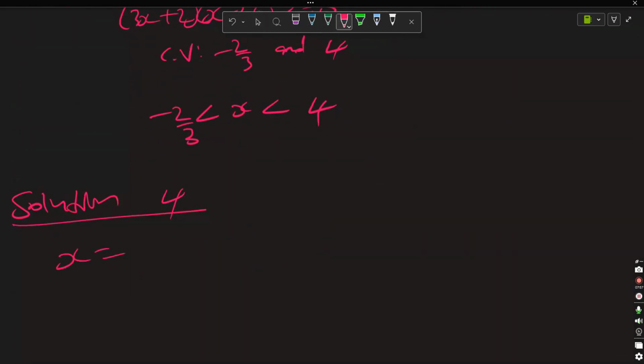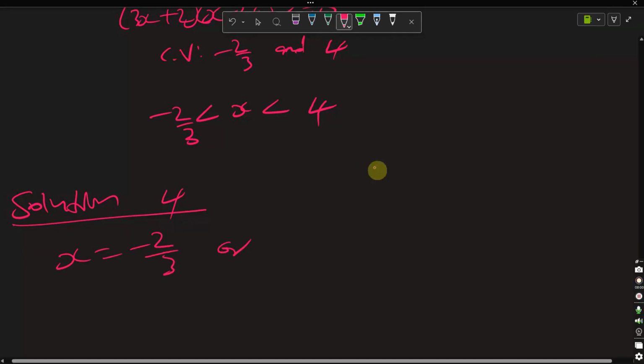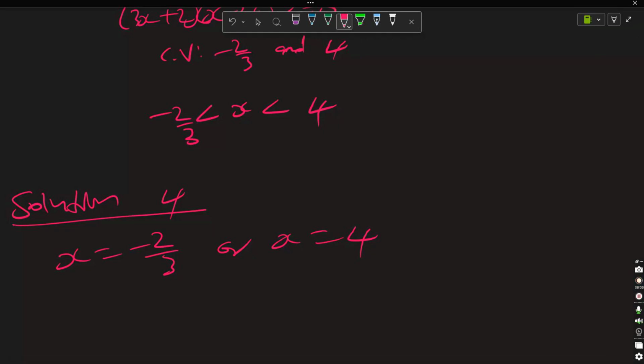actually, it is when x is minus 2 over 3 or when x is 4. Yeah, when x is here, the graph is actually stationary. It's not moving. Nothing is happening to it. Right, it's not moving.